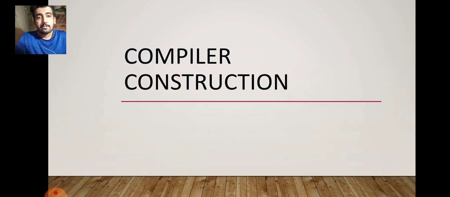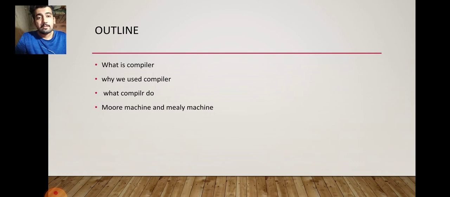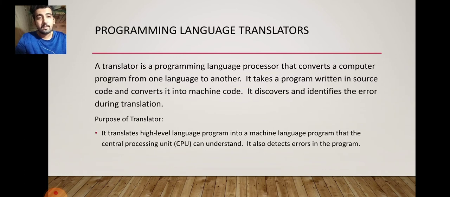First of all, I discuss compiler construction. This is the outline of the compiler. What is a compiler? Why do we use a compiler? What does a compiler do? Moore machine and Mealy machine. Now I discuss programming language translation.